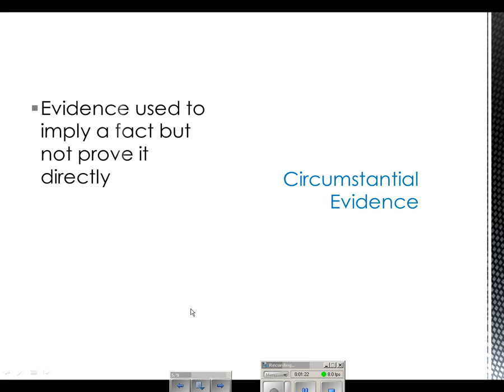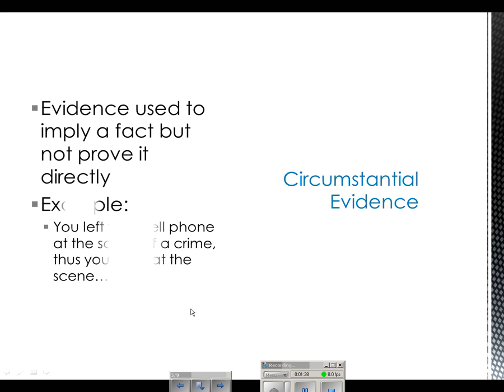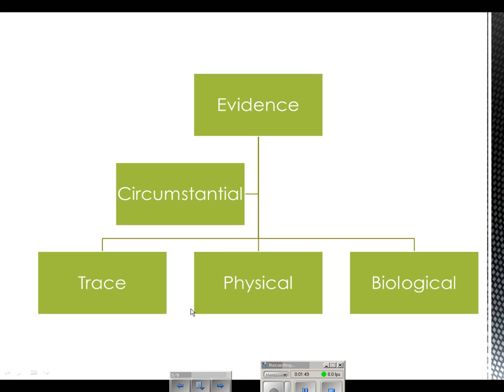Circumstantial evidence is evidence that's used to imply a fact but doesn't prove it directly. It, again, just corroborates evidence, or what somebody's saying. If you say, well, you were at the coffee shop, they'd say yes, I was at the coffee shop, because they found something that places them there. If you left your cell phone at the scene of a crime, then you were at the scene, but they need evidence that's actually going to put maybe the weapon in your hand.